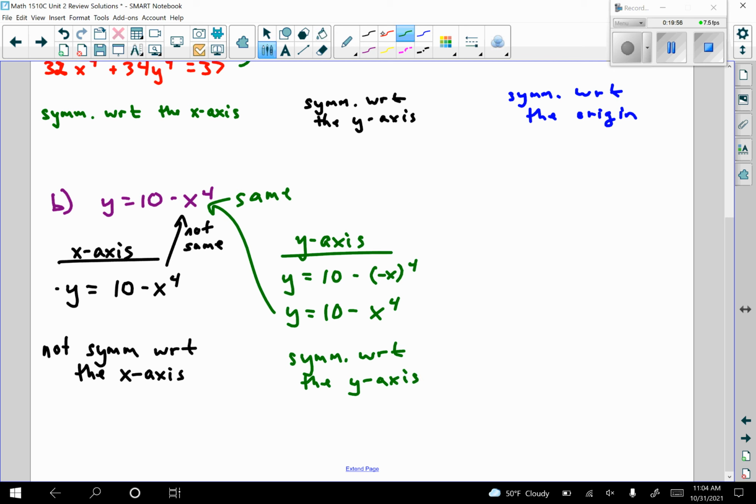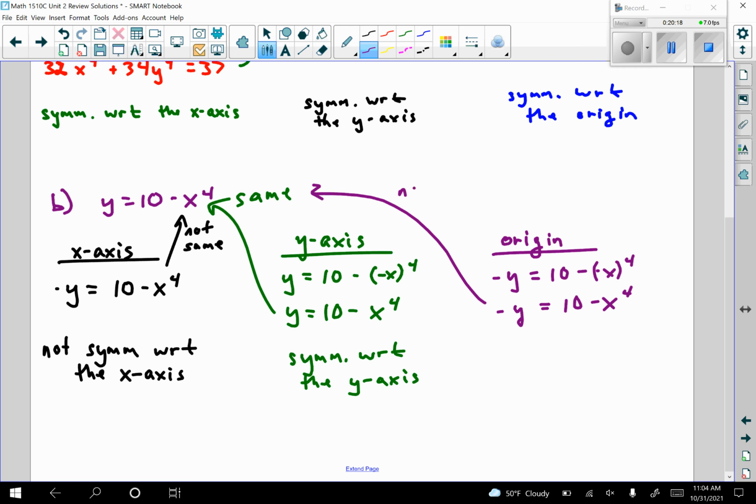Now, if we only have symmetry to one of these, we would expect this to not be symmetric with respect to the origin. So let's go ahead and test this, though, show this. We'd have to substitute in the opposite of both. You'd still see that we would have the opposite of y, but the rest of this would stay the same, so we would say not the same. Therefore, not symmetric with respect to the origin.